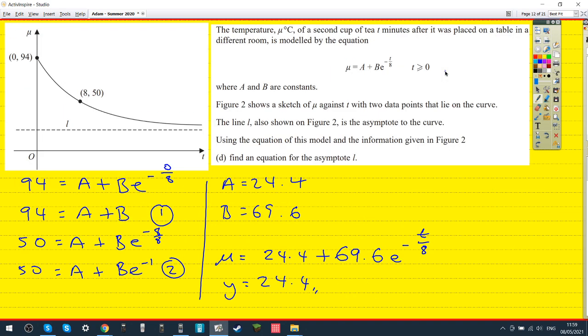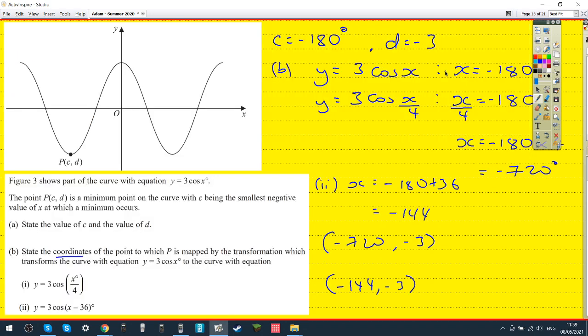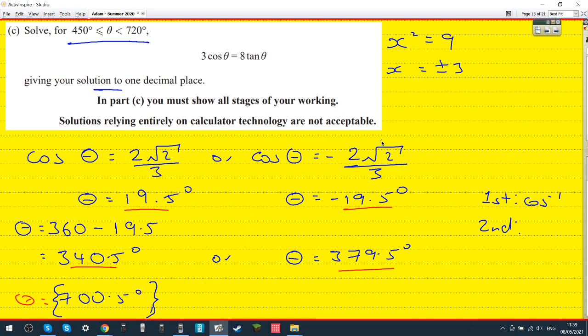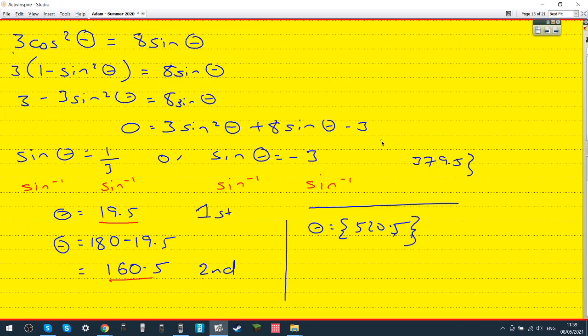This asymptotes business, just sub them both in and it's basically simultaneous equations. That one was okay. This one is kind of like it's been transformed, so you spot the difference. x became x over 4. So x equals minus 180 becomes x over 4 equals minus 180, and you solve it.